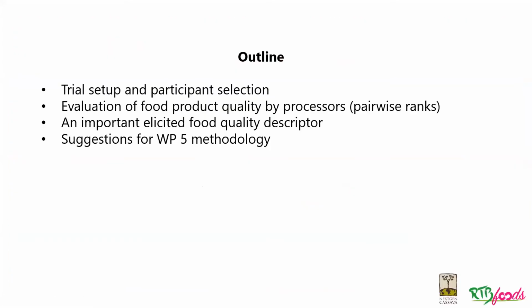The outline of my presentation is: I will discuss the trial setup and the participant selection, then evaluation of food product quality by processors, the pairwise ranks, and then an important elicited food quality descriptor, and then suggestions for the WP5 methodology that we are going to develop and is necessary. I will not summarize the whole article because it's quite a complex article, so I will mainly focus on the methods that can inform the WP5 methodology.